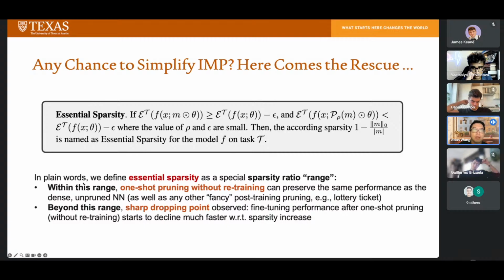So we hypothesize there's a range of sparsity you could claim that. And what will happen beyond this sparsity range? We further assume there is a sharp dropping point that can be observed once the sparsity grows beyond that range. After that, the fine-tuning performance of the sparse model after the above-described one-shot pruning will start to decline drastically, much faster as the sparsity increases. So there is a saturation stage and a quick dropping stage. There is a phase transition, and essential sparsity means the range of sparsity beyond which you will see the second stage. That's our definition.